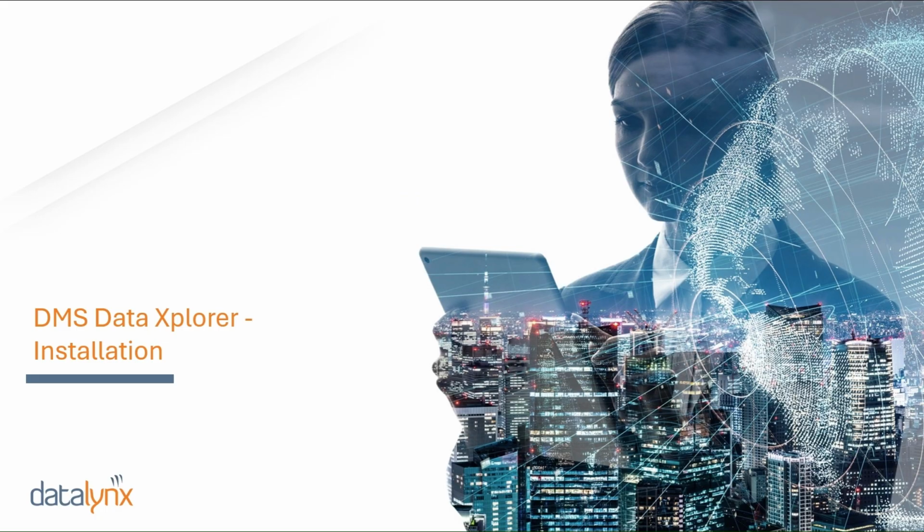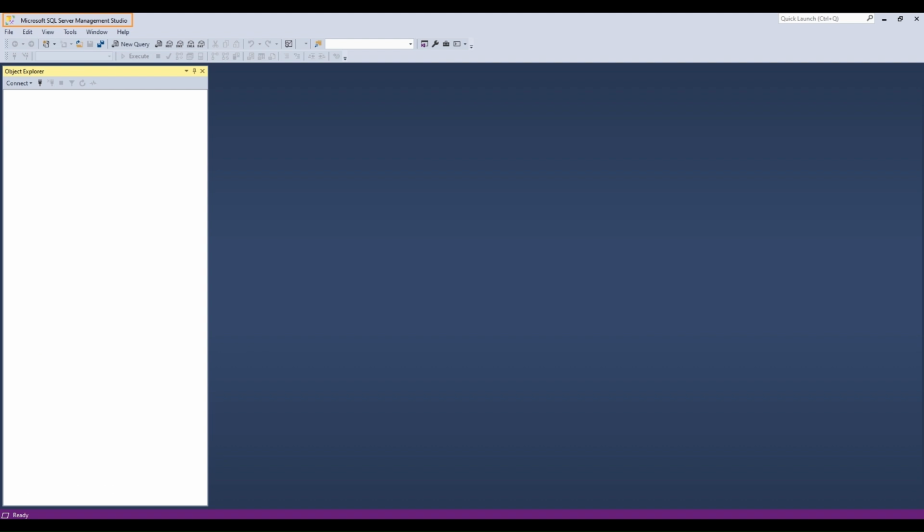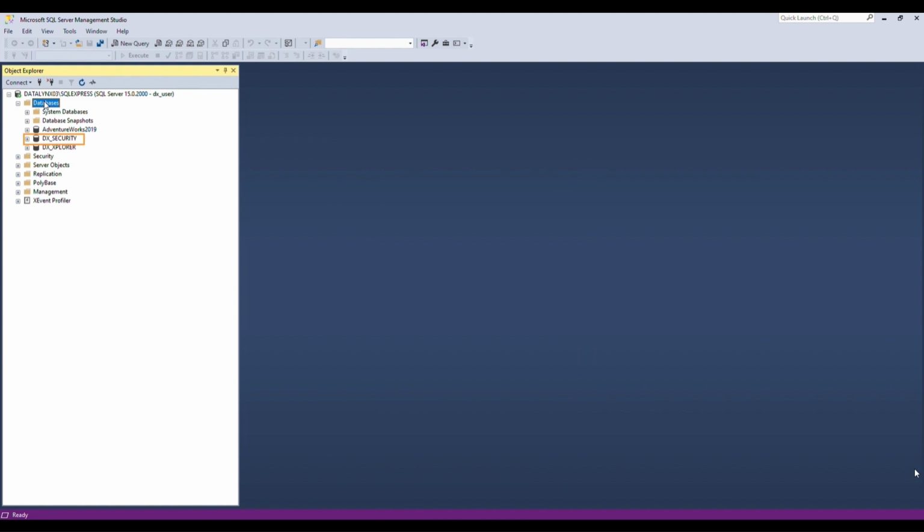In Data Explorer Installation Lesson 2, we covered the process of downloading and installing SQL Server Management Studio and setting up a DX_user for SQL Server authentication login with full admin permissions. Additionally, we established the DX_security database. If you have previously installed DMS Data Explorer, you do not need to set up a new DX security database.